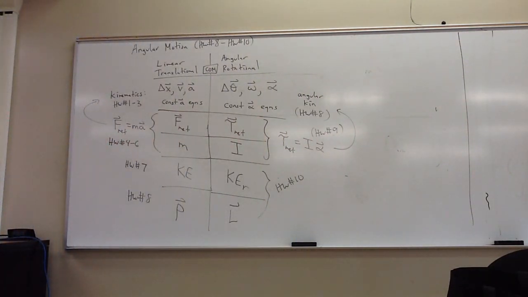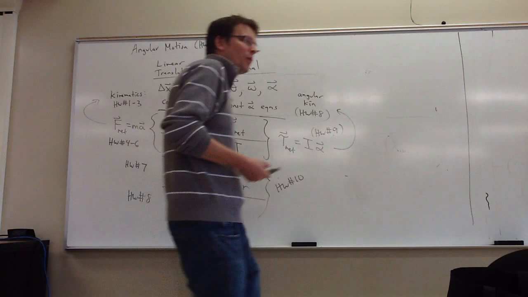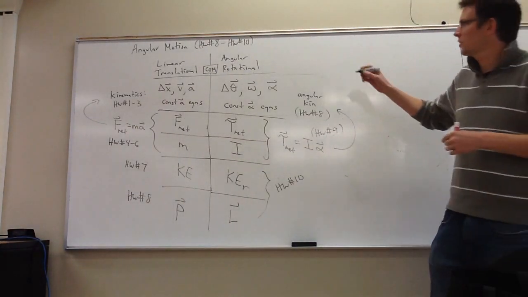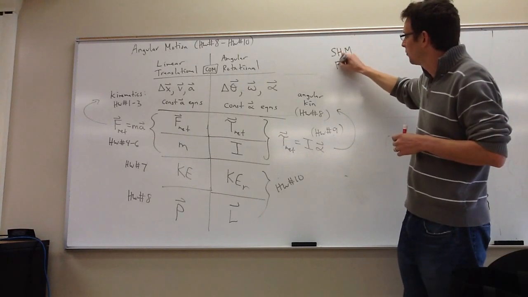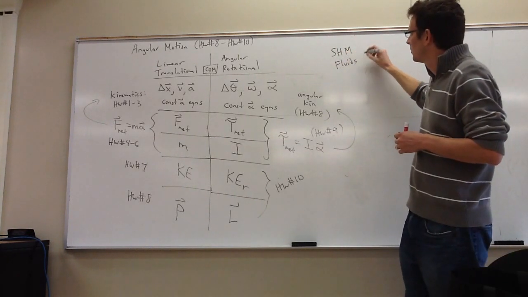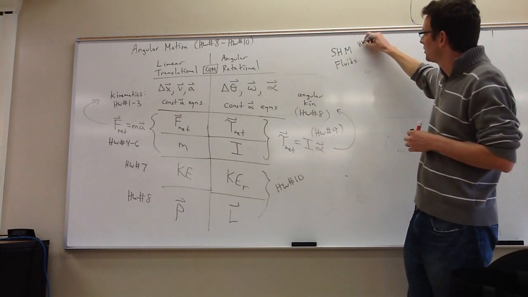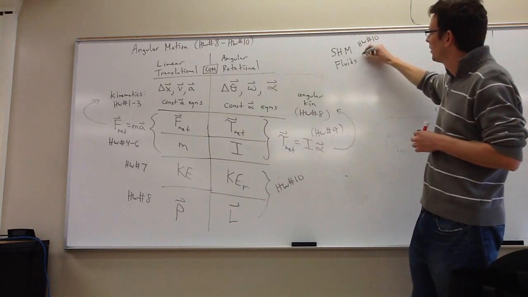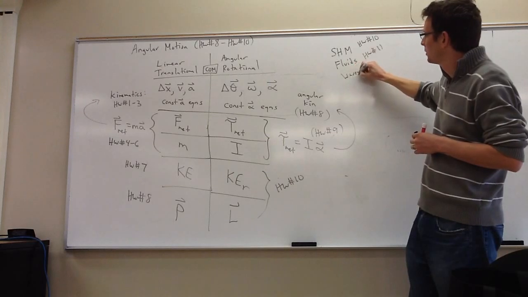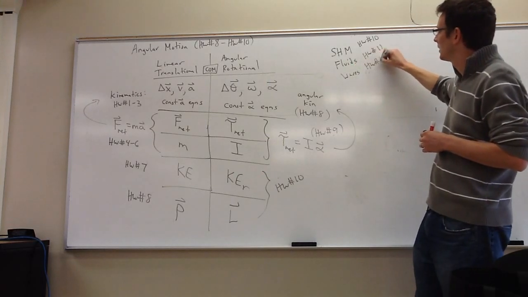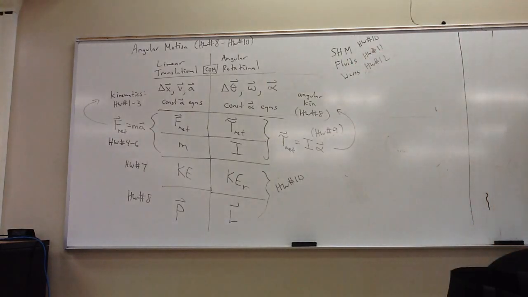That right there, in a nutshell, is homeworks 1 through 10 of the course. I guess while I'm at it, I might as well put the whole course down. We'll do a unit on simple harmonic motion. We'll do fluids. So that simple harmonic motion is the second half of homework 10. Fluids is homework 11. And waves is homework 12. And then that's it. So right now, the entirety of the course is on the board.